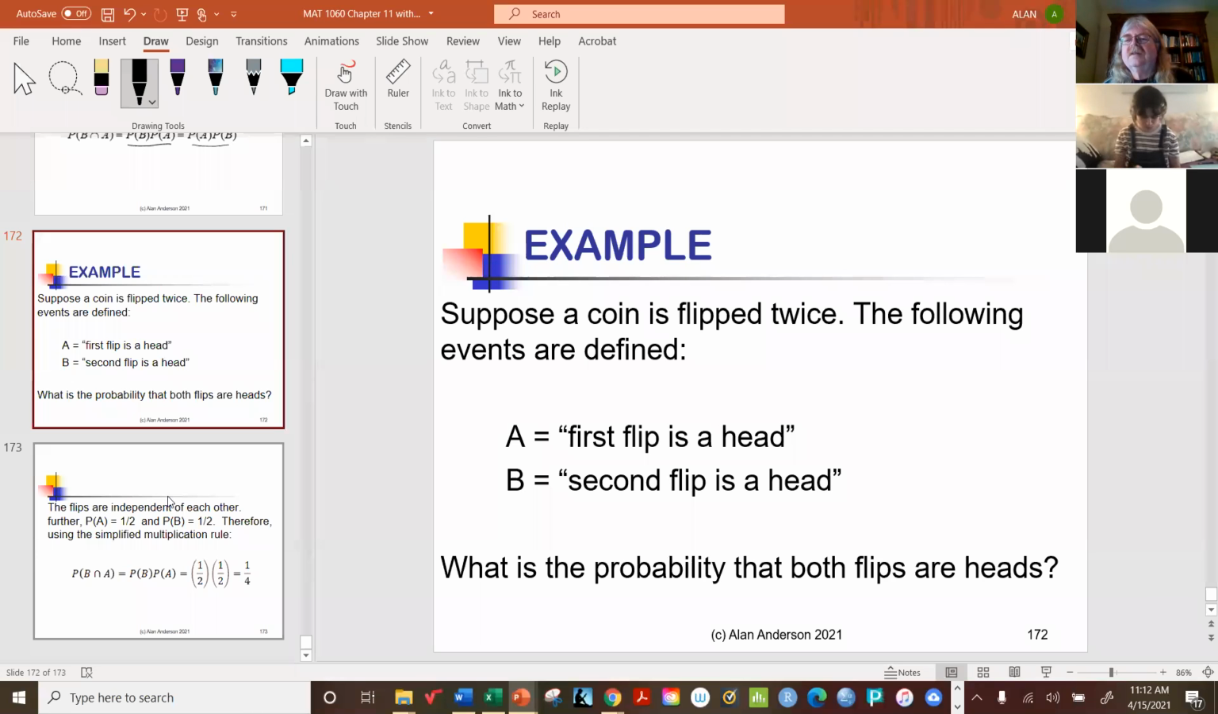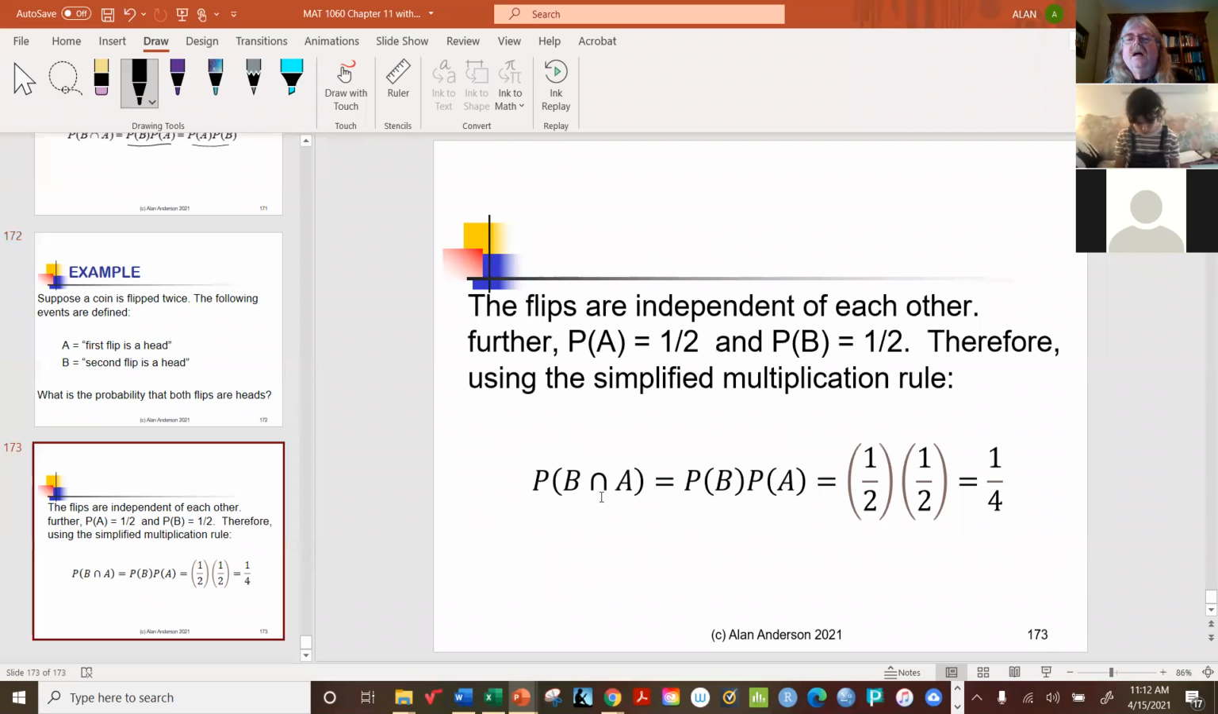So watch how simple this is. I'm using the probability of B and A, both are heads, is the probability of B times the probability of A. And again, because they're independent, each one has a probability of 1/2. And so the total is 1/4. There's a 1 out of 4 chance of getting both heads.